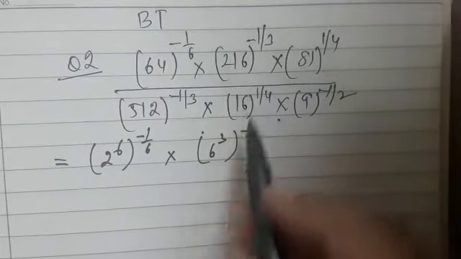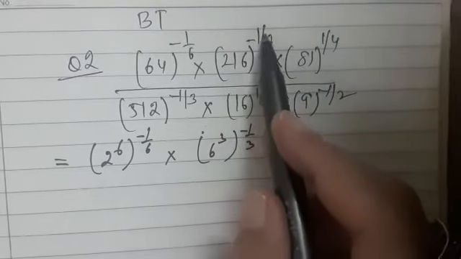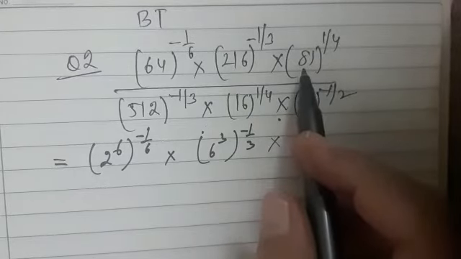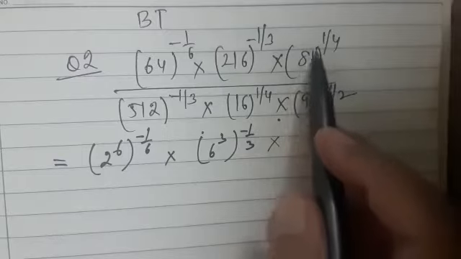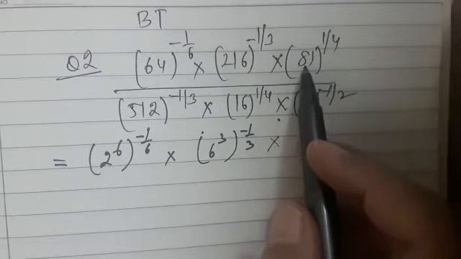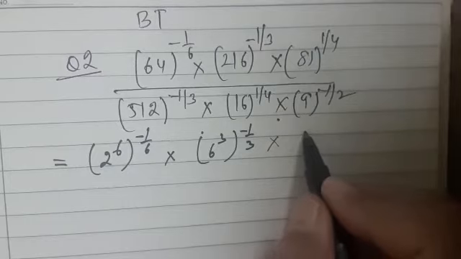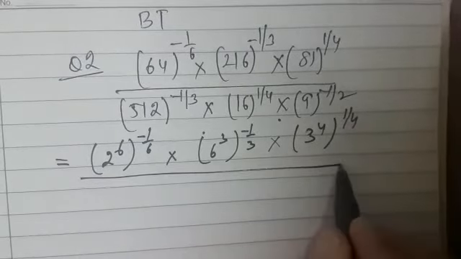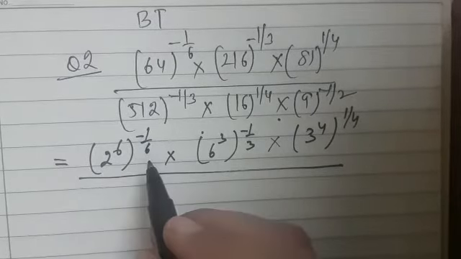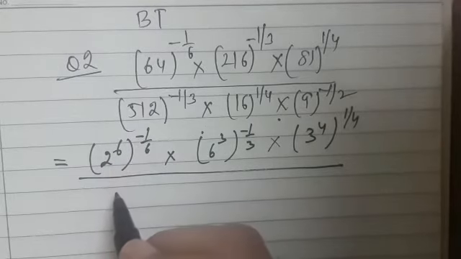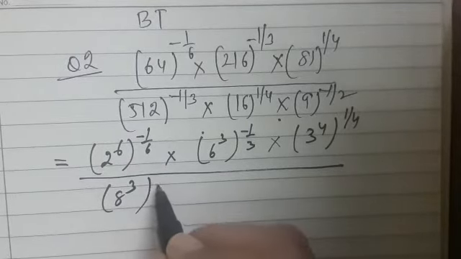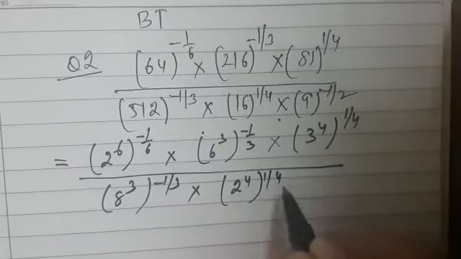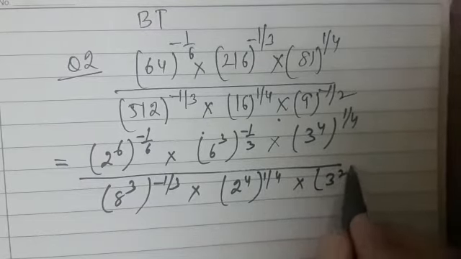So 216 is 6 cube. So here it is raised to the power minus 1 by 3 into, now can you tell me, here we have to think of a number raised to the power 4. Yes, that gives us 81. Yes, it is 3 raised to the power 4. It normally works. It is just a technique of solving such questions. So 512, we remember, is 8 cube, and 16 is 2 raised to the power 4 and 9 is 3 square.